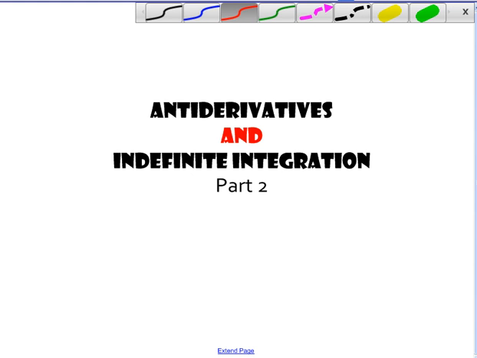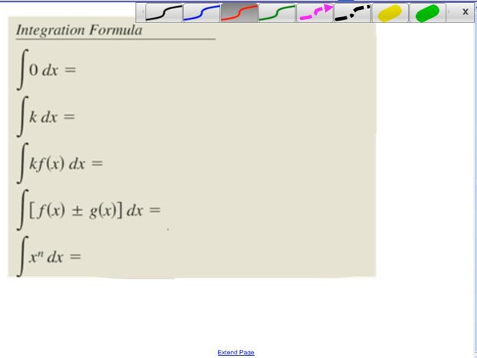In the last part, we started to work a little bit with our derivatives just to remind ourselves of the patterns, so that it would give us the opportunity to work backward. So what we're going to do now is work a little bit with some integration formulas and some ways to think backward. So let's start with the very first one.